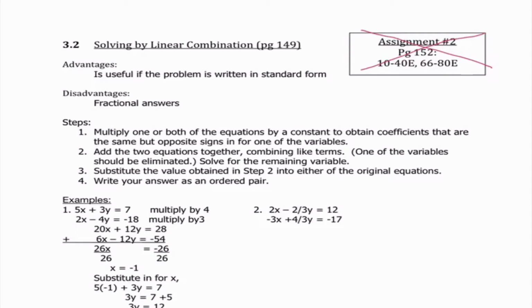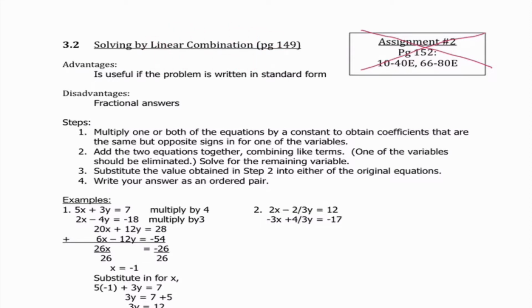Hey, Miss Miklos here with lecture number 19, and this is going to be our third way that we are learning to solve systems of linear equations. This particular method is the final Algebra 1 method you guys have learned. Our next lecture is going to be something brand new, but this is going to be on linear combination.